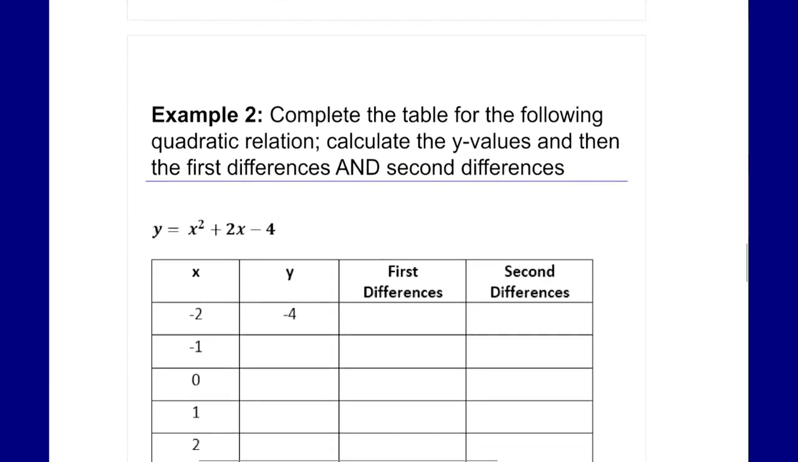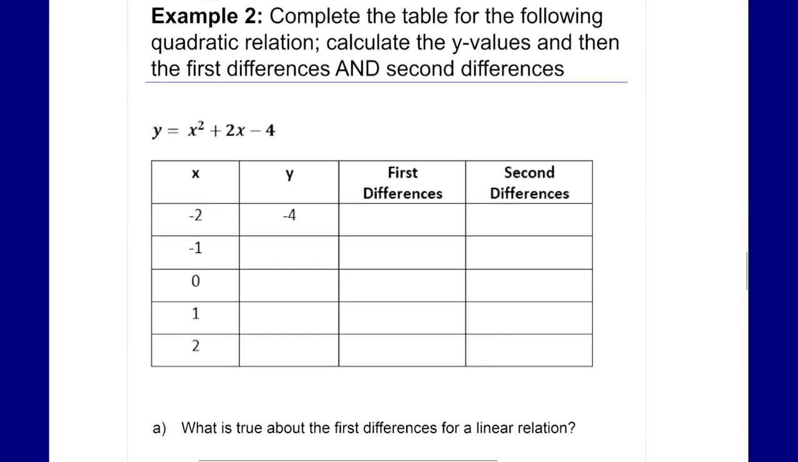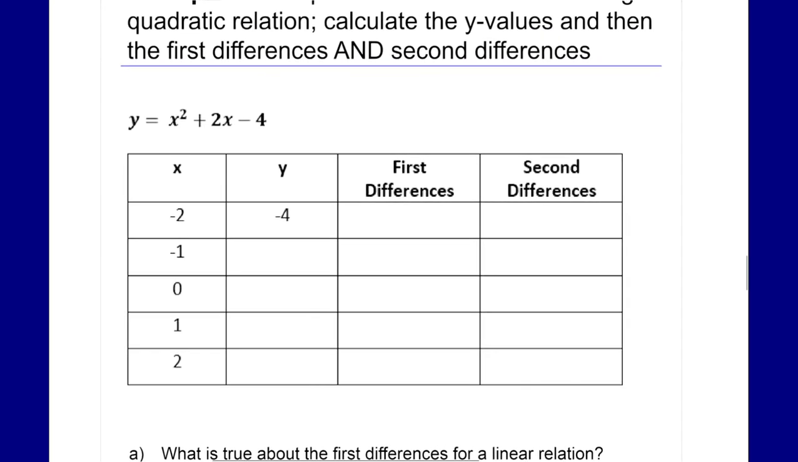Now we're going to be doing the same thing, but for a quadratic relation, and we're going to be doing the first and second differences. So you can probably take a guess at what you think is going to happen. If you're not quite sure, that's okay. We're going to go through and look at it, but we should think that it probably isn't going to be the same as the linear relationship. So we're going to do the same thing. We're going to plug the x values into our equation and solve for y.